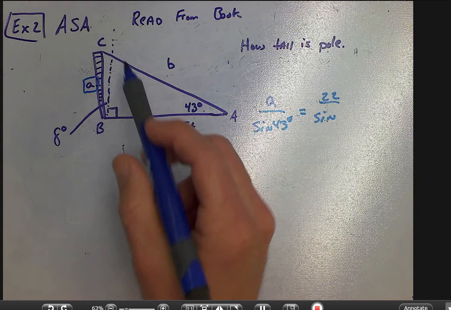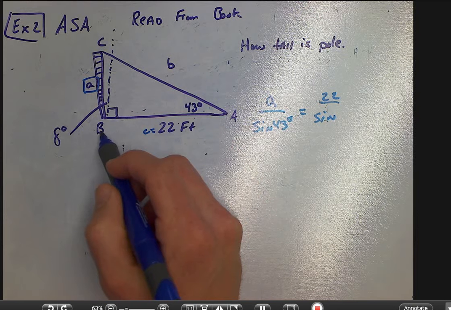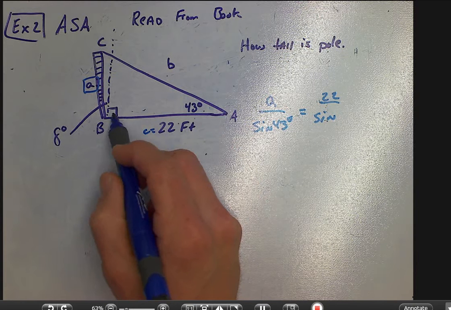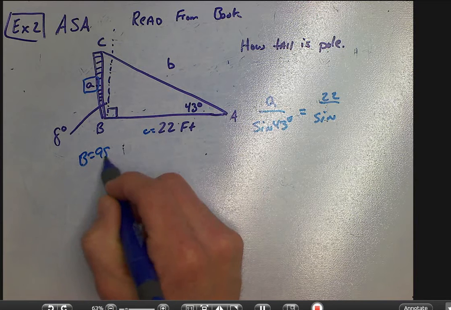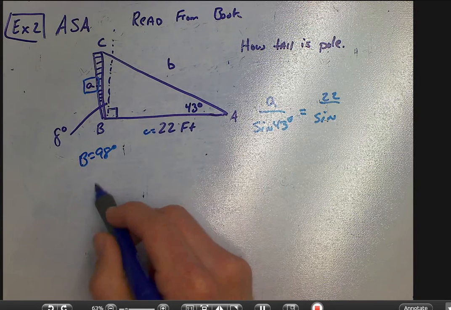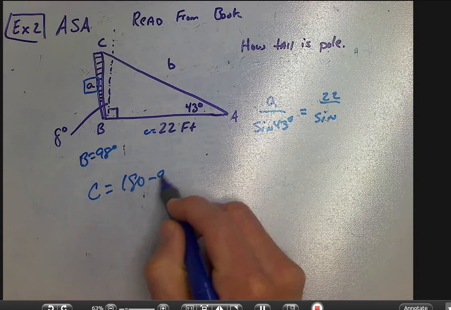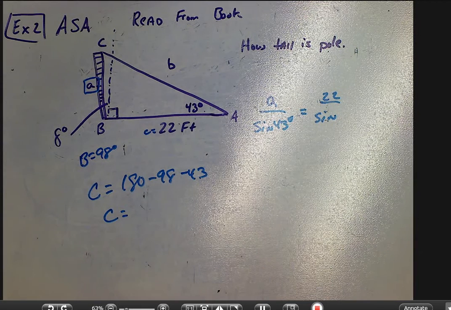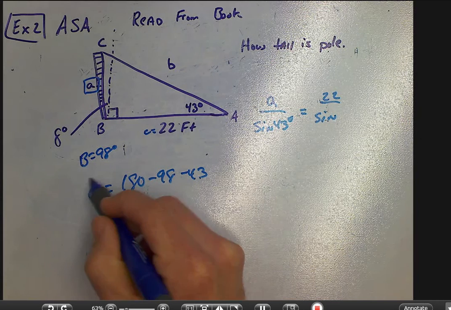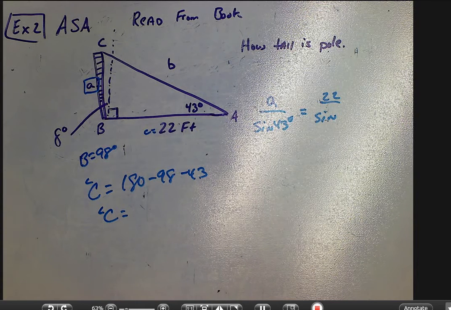But I can find angle B because angle B is 90 degrees plus 8. So B is 98 degrees. That means C has to be 180 minus 98 minus 43. So angle C is going to be about 39 degrees, I think.